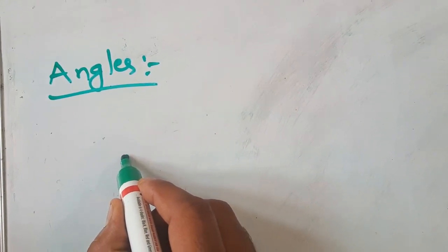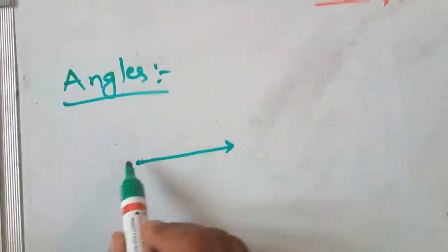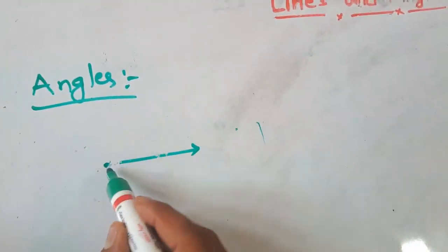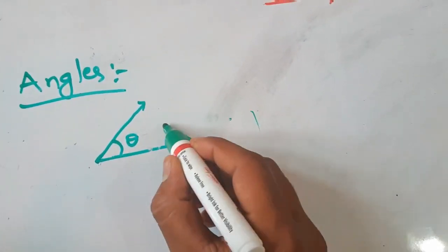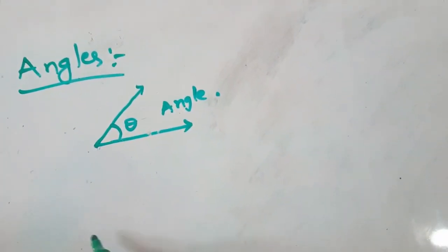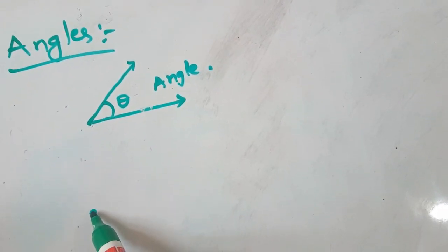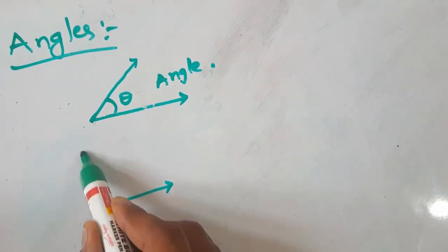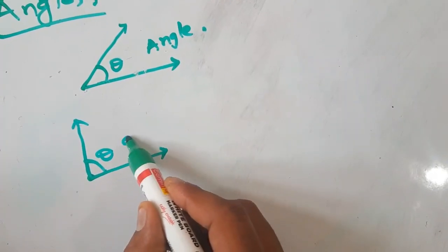If I take one ray and rotate it like this, it is going to form angle theta. Otherwise, from a point, if two rays are emerging, this is one ray, this is another ray, this is called an angle.